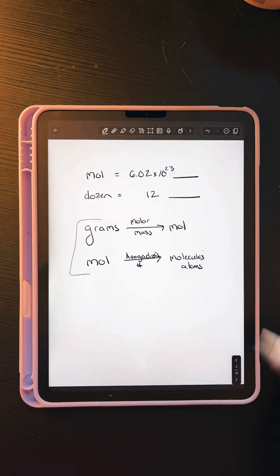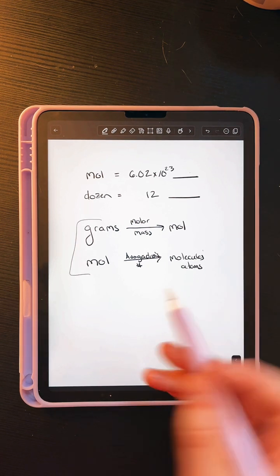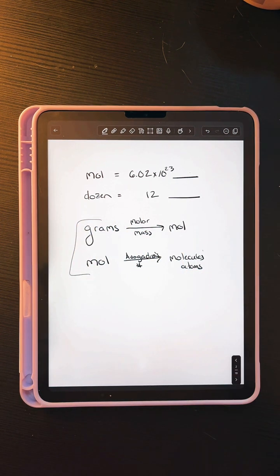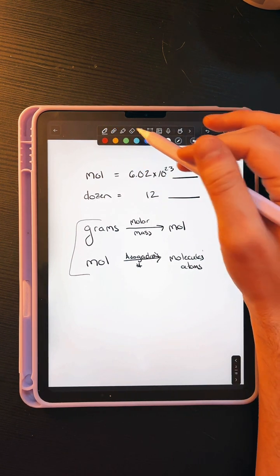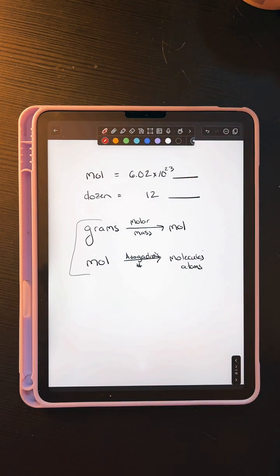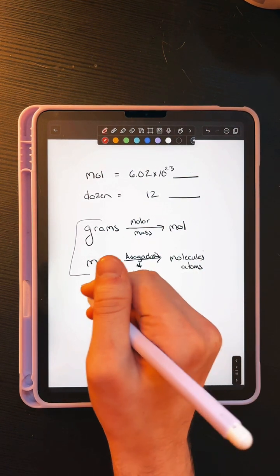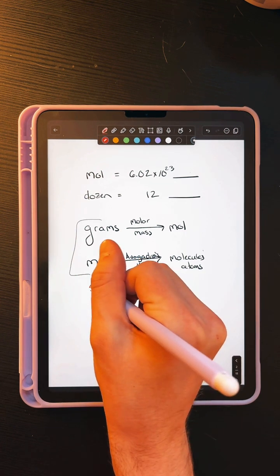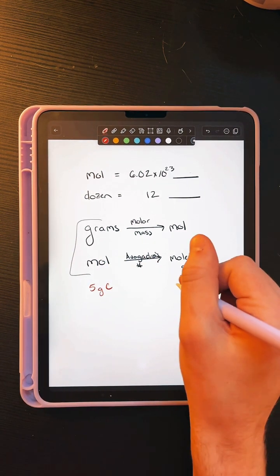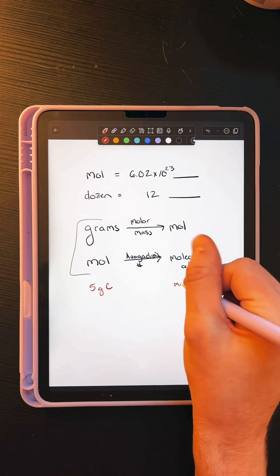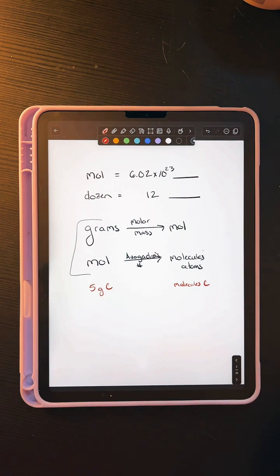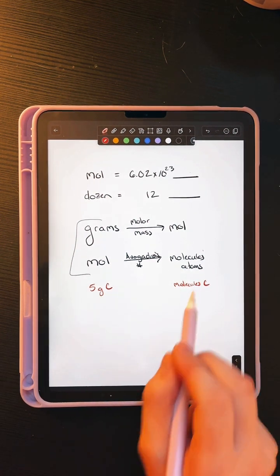And the reason I like to use dimensional analysis, and I'm going to do a lot of the problems today with dimensional analysis, is because it does it all in one step. You don't have to keep track of everything, and all of your units will cancel out. So let's take a look at what dimensional analysis looks like. If we started with 5 grams of carbon, for instance, and we wanted to get to molecules of carbon. So we want to go from grams to molecules.